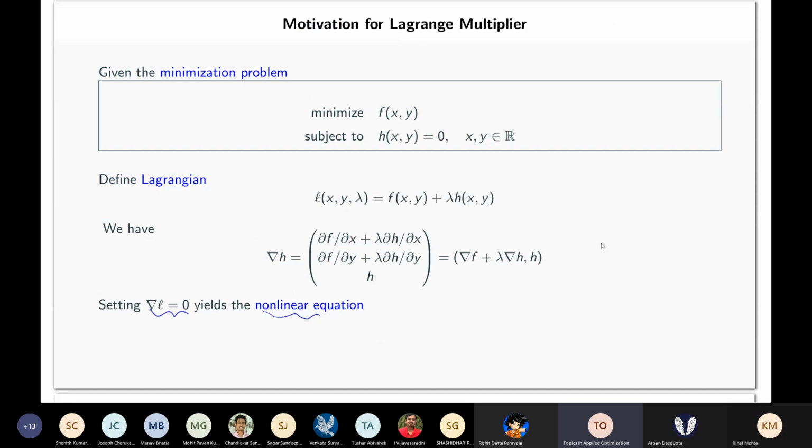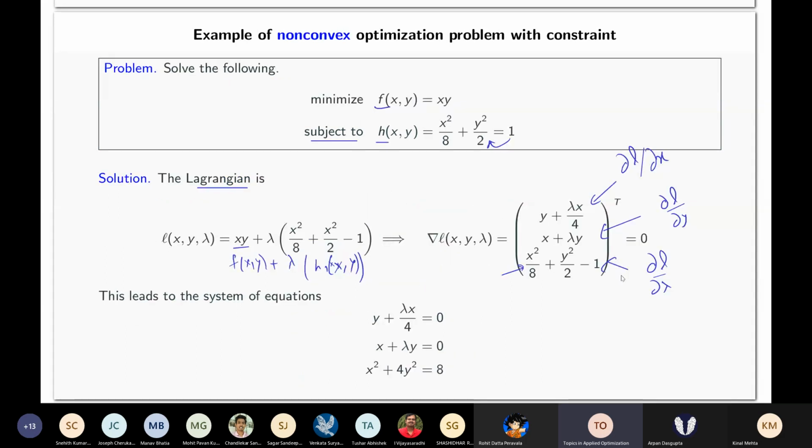So if I look here, this is L, the whole thing is the Lagrangian. This was del L by del x, this was del L by del y, and this one was del L by del lambda. If you take the partial derivative with respect to lambda, you are left with h. So the Lagrangian compactly captures everything I need. Gradient of the Lagrangian equal to 0 is exactly the set of nonlinear equations that I'm supposed to solve to find a solution to this optimization problem.